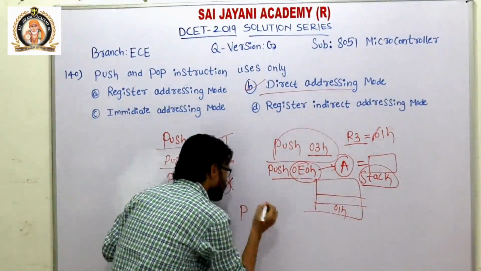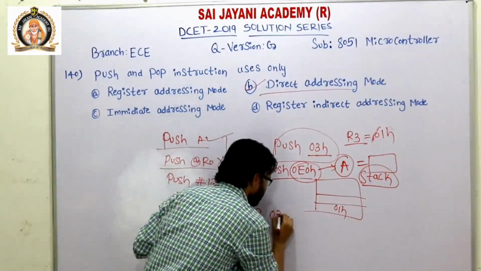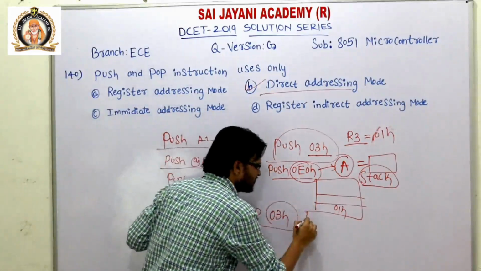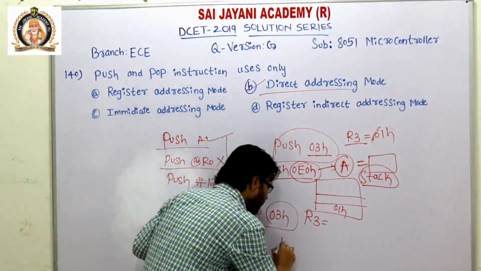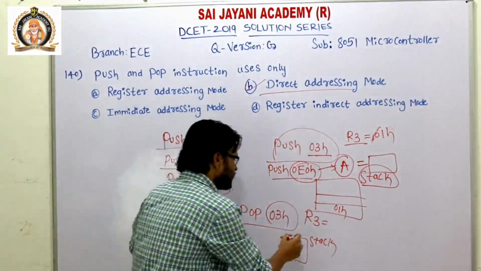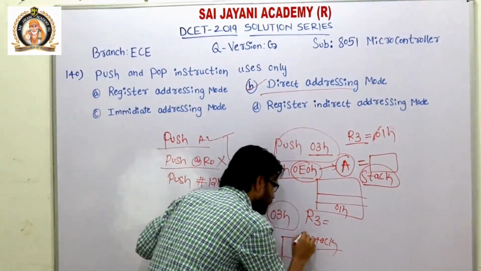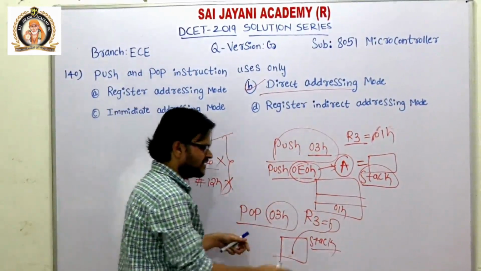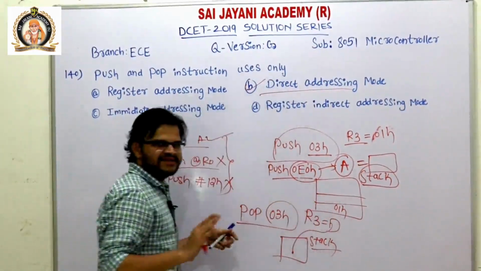Similarly, if you use this pop instruction, if you use pop 03H, then the content of R3 is loaded from the stack. The content which is present in the stack is loaded into the R3 register. When you use the pop instruction, whatever the content present on the stack is loaded into the R3 register.